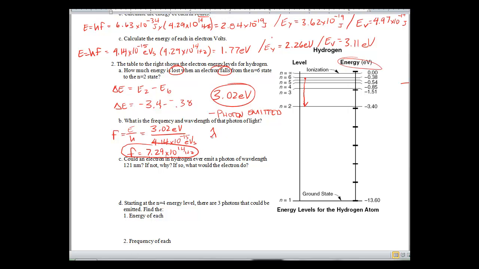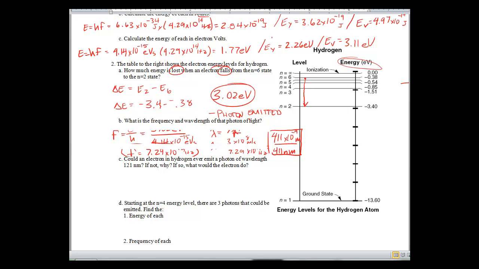And then if we want the wavelength, it is going to be the speed of light c over the frequency. So the wavelength is going to be 3 times 10 to the 8th meters per second divided by our frequency of 7.29 times 10 to the 14th hertz. So when you do that, you get the wavelength to be 411 times 10 to the negative 9th meters, which also is 411 nanometers. All of those are acceptable as well.